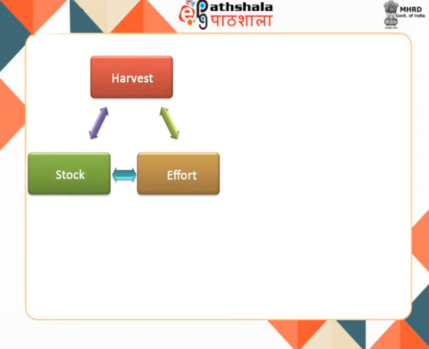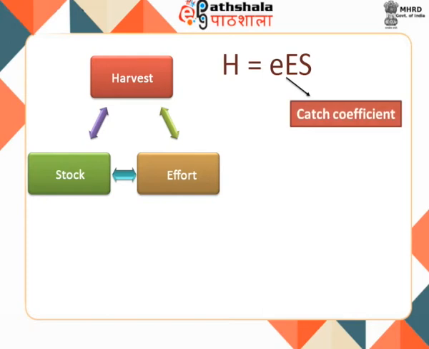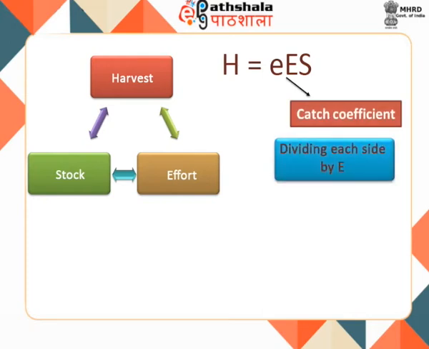One very simple form appears to be a good approximation to actual relationships and is given by H equals E into effort into stock, where E is a constant number, often called the catch coefficient. Dividing each side by effort, we have H by effort equals E into stock, which says that the quantity harvested per unit effort is equal to some multiple E of the stock size.